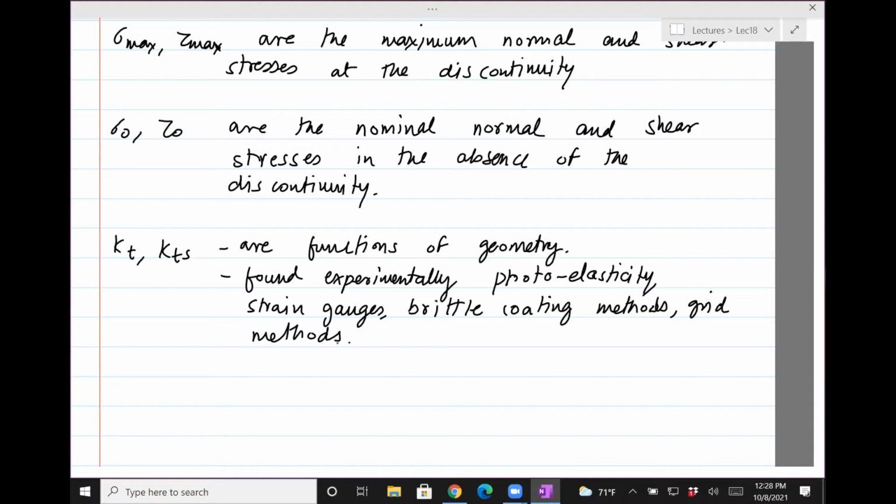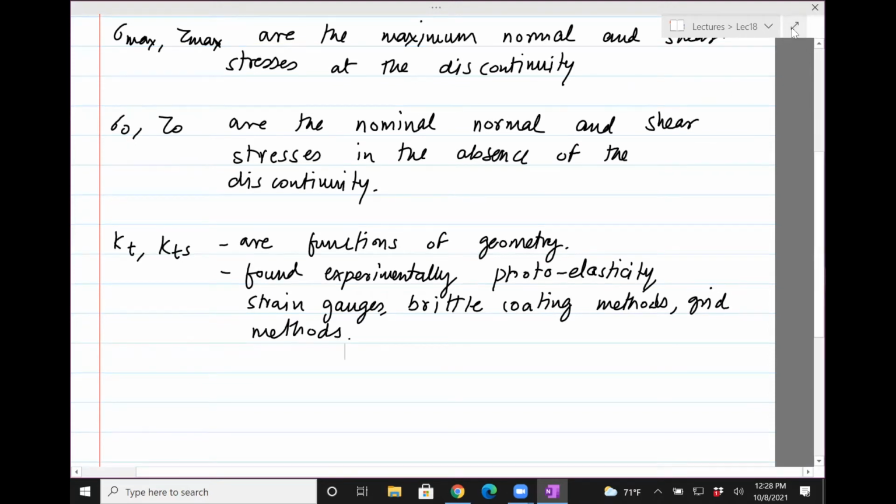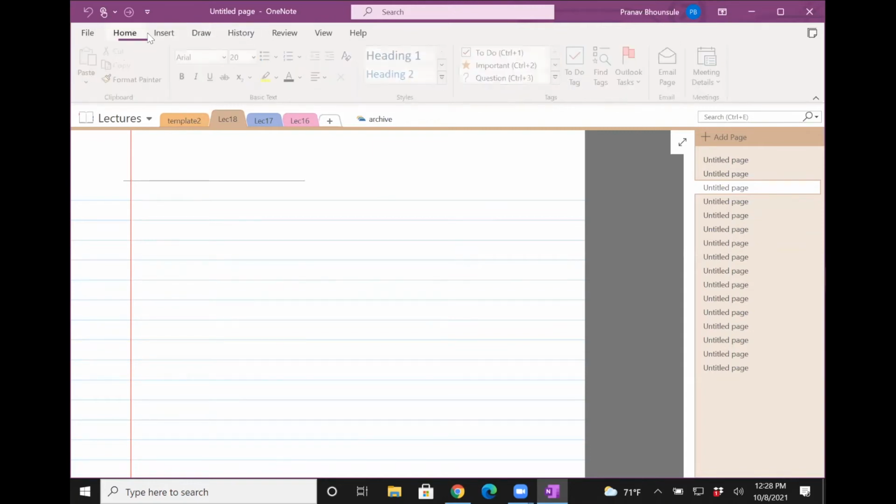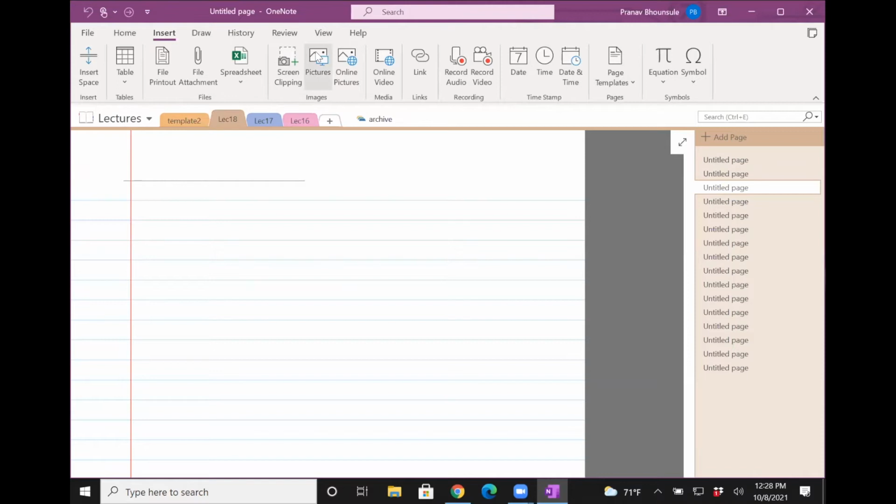So what I was saying was, once you set up these photoelasticity and strain gauge experiments, you can find KT and KTS. And those are properties of the geometry. Here is an example of what you will see in terms of a table. It's actually a picture here, but you could also put this in a table. I'm going to pick this from the book.